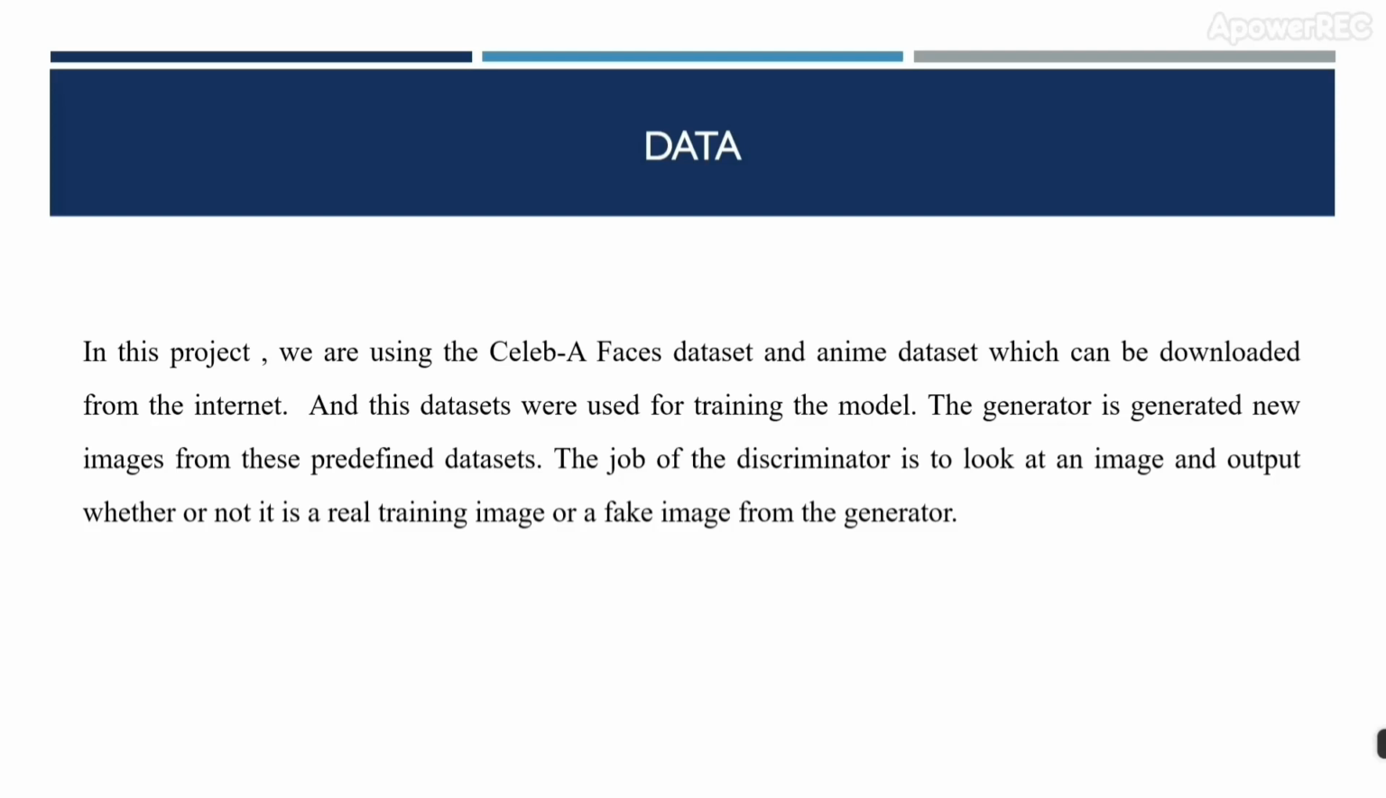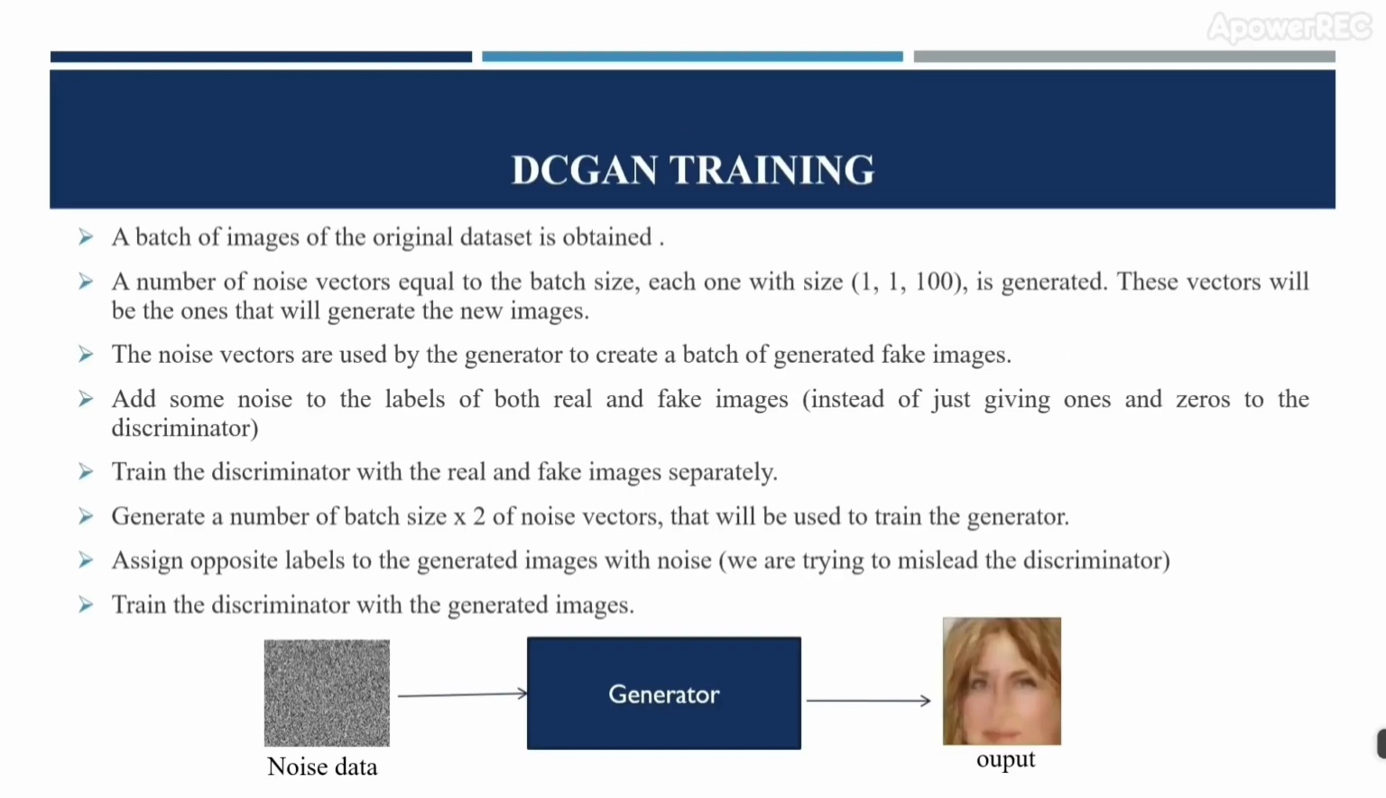And next, coming to the DCGAN training. A batch of images of the original dataset is given to the DCGAN model. A number of noise vectors equal to the batch size were generated. These noise vectors were used by the generator to create the batch of new images. Now train the discriminator with real and fake images separately.